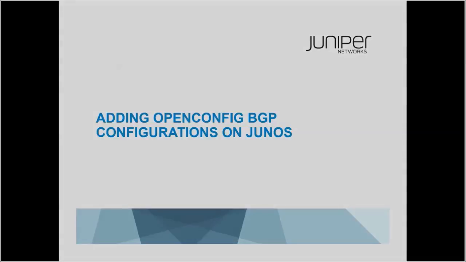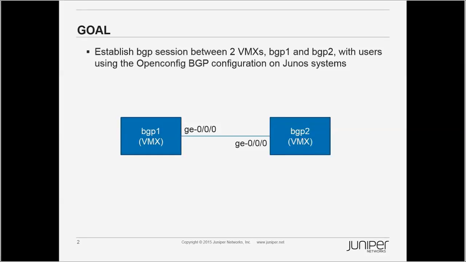This presentation is to show how to add OpenConfig BGP support on a Junos device. The setup I'm going to use has two routers, BGP1 and BGP2, connected with an AE interface.